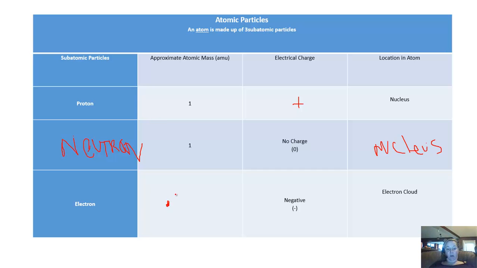All right, the electron has a mass of, let me make that decimal point bigger for you, 0.001. It has such a small mass that we don't count the electron in the atomic mass. We only count protons and neutrons. Electrons have a negative charge. They're not allowed to come to the party with the protons and neutrons in the nucleus because they're negative. And so where do they live? They live in the electron cloud. They're orbiting, they're going around, they're revolving around the nucleus.